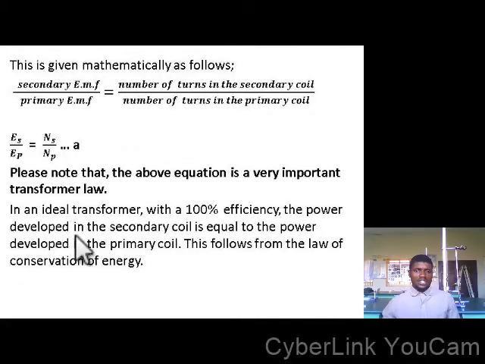So what is an ideal transformer? In an ideal transformer, you have an efficiency of 100%. So the power developed in the secondary coil is equal to the power developed in the primary coil. This follows from the law of conservation of energy. The law of conservation of energy is also applied in this topic.